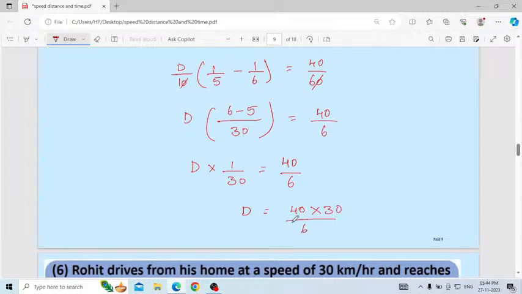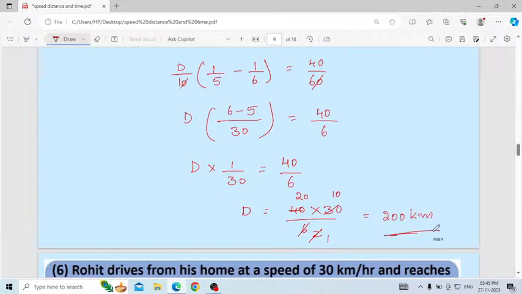Then with this one, 6 fives are 30, 3 tens, then 2 ones, so it will be 200 kilometers. The distance will be 200 kilometers.